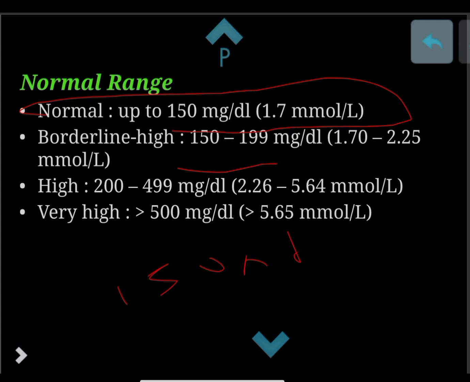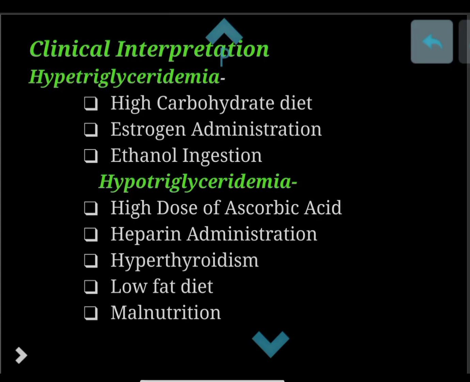And what is the high range? The high range is between 200 to 499 mg per deciliter, and the very high range is more than 500 mg per deciliter. So next we shall talk about clinical interpretation.